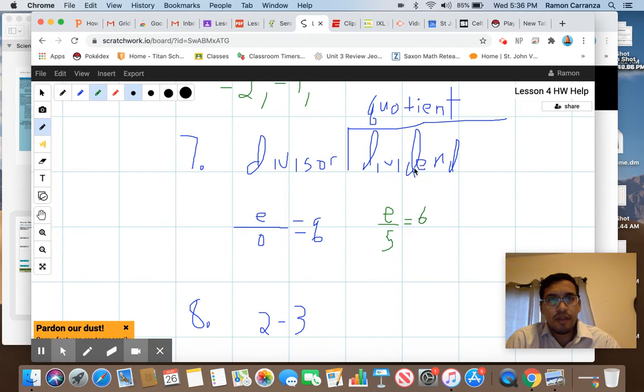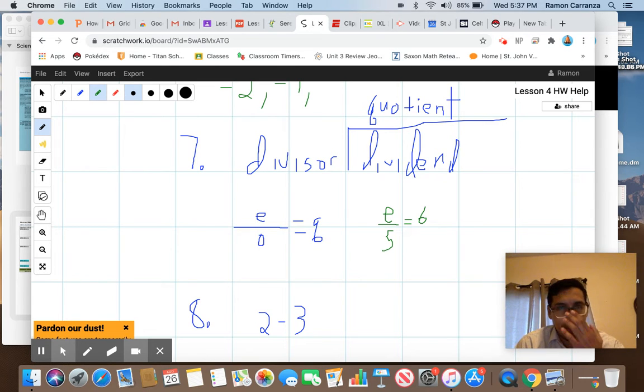So where the dividend, the number on the inside of the box, goes in the numerator. That's why I represent it with E for dividend. The divisor, the number which is outside the box, goes in the denominator. So that's O for divisor. And the dividend divided by the divisor equals the quotient.